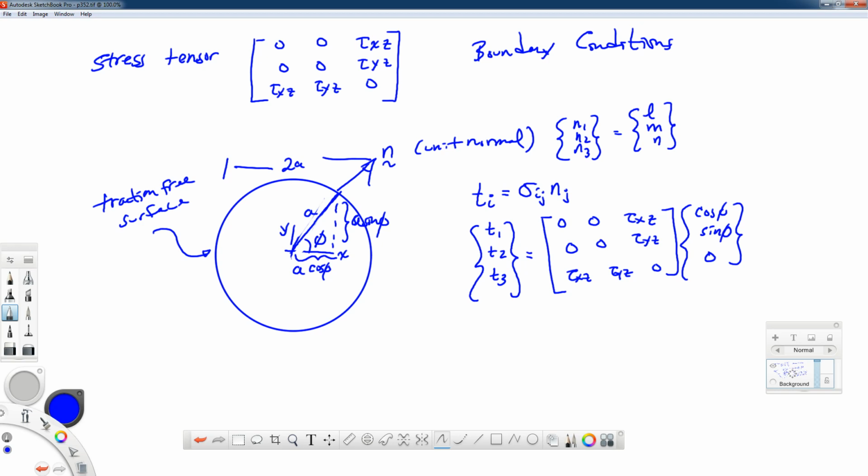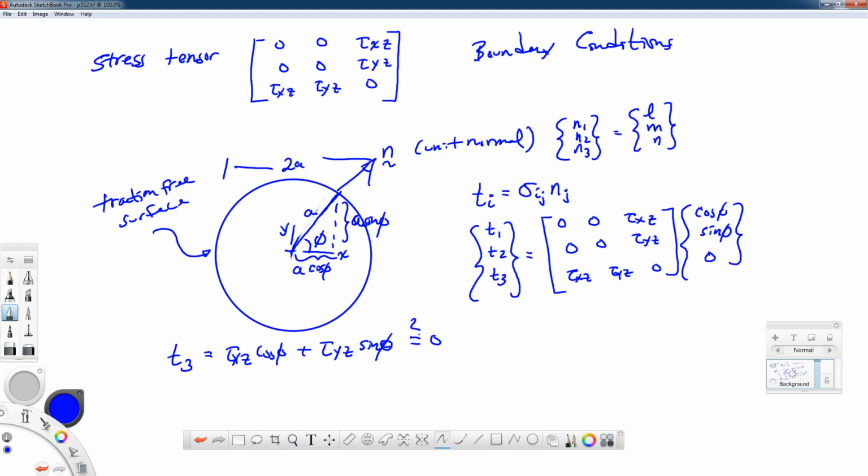Well, the first two are pretty easy to see that they're going to be 0. If we take cosine phi, sine phi, 0, multiplied by the first row, we get 0. Same thing for the second row. But the third component isn't quite as obvious. So here we have T3 is equal to tau xz cosine phi plus tau yz sine phi plus 0. And we want to find out, is that really equal to 0?